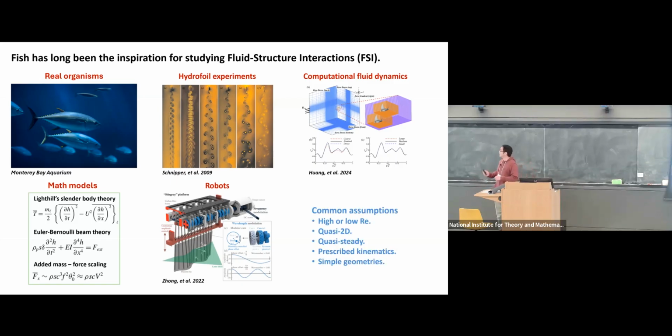However, if you look at the history, people have been making some pretty strong assumptions. And these assumptions, to me, are not necessarily completely realistic. So people either work in high or low Reynolds number regime. People usually make a lot of 2D or quasi-steady assumptions. And then, especially with the CFD, a lot of the kinematics are prescribed, which means there's no true coupling between the solid and the fluid. And then, of course, the geometry usually is very simple. People usually use just a rectangular piece to simulate what the fish is.